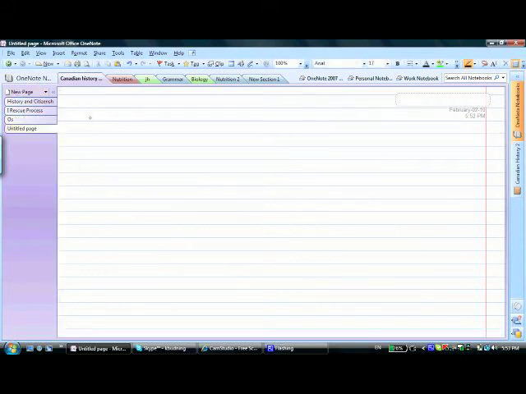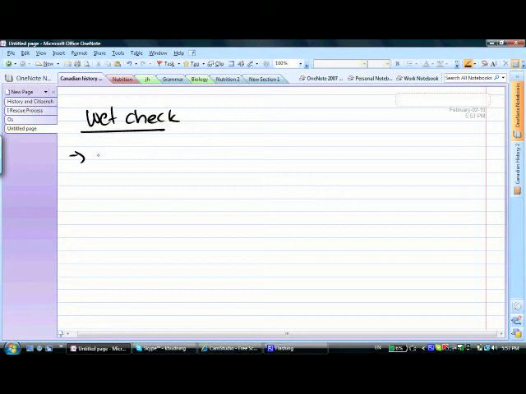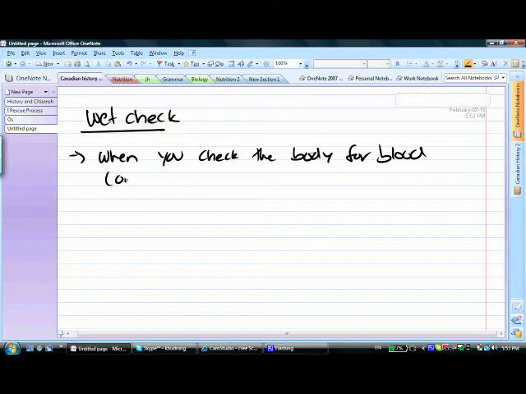Alright, new page here. So, wet check. This stuff is new for you guys. So, obviously you should know that wet check is when you check the body for blood. And you're typically doing this on the back side of the body. So I'm going to draw a little diagram over here of a person.